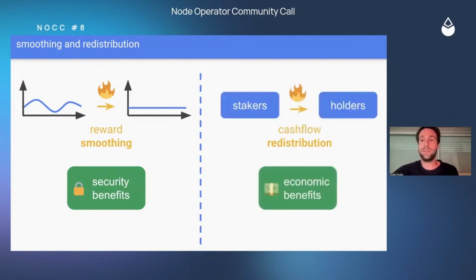And then there's another aspect of burning, which is redistribution. The cash flow of this block value, instead of going to the stakers as a community, as a group, goes to ETH holders, which is a broader, wider group. And as I hope to argue, this has economic benefits very similar to EIP 1559.